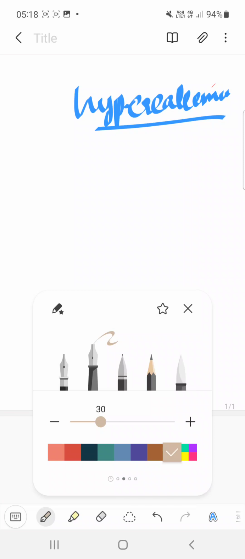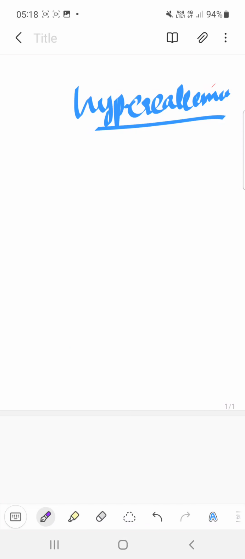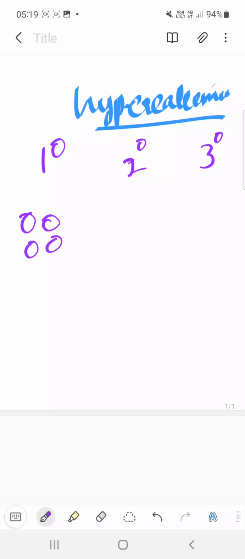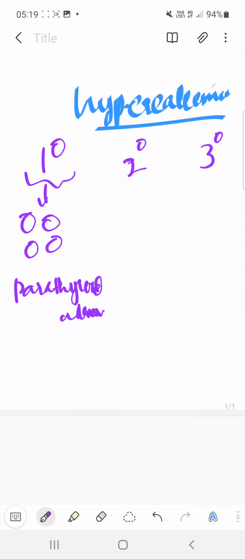Parathyroid gland. Okay. So it can be primary, secondary, and tertiary. Parathyroid glands like this. Primary means it is a parathyroid adenoma. Secondary means the problem is in the hypothalamus. And tertiary means untreated secondary.